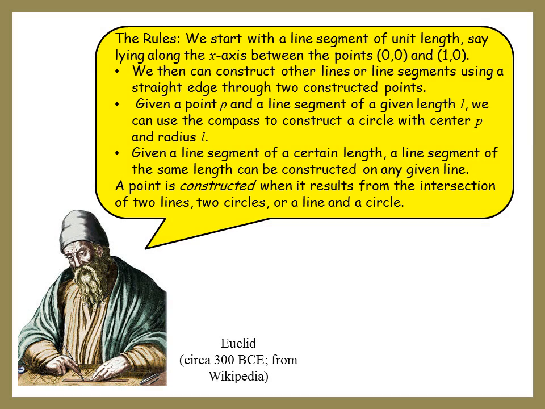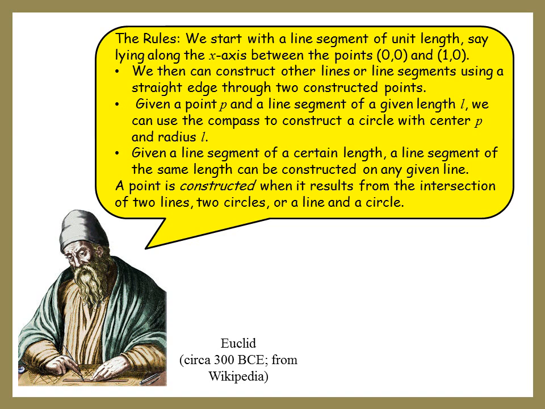The rules by which compass and straightedge constructions are performed are as follows. We start with a line segment of a length which we define as the unit length. For example, we could assume the line segment lies along the x-axis between the points (0, 0) and (1, 0). We can construct other lines or line segments using a straightedge through two constructed points.